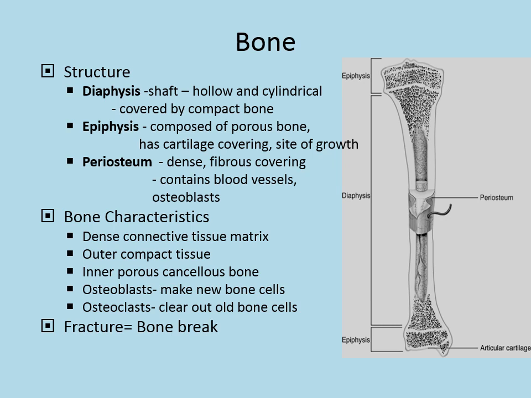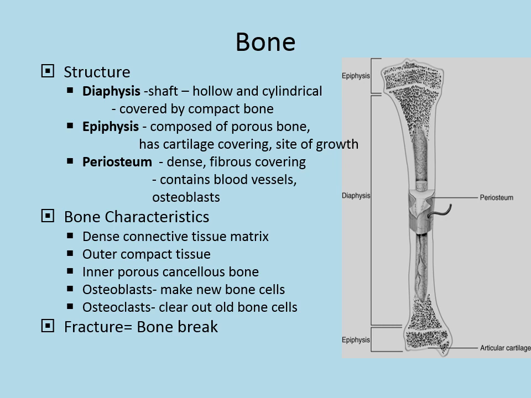As far as the covering of the bone, this is known as the periosteum. So peri, or perimeter, the perimeter of the bone. Osteo is bone. So the periosteum, or the covering of the bone, is a dense fibrous covering. The periosteum contains blood vessels and osteoblasts. The osteoblasts are cells that make new bone cells.